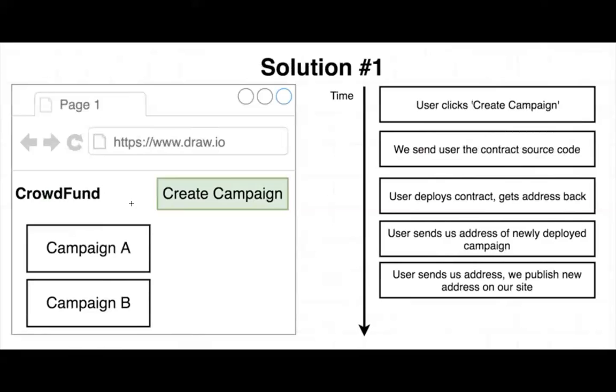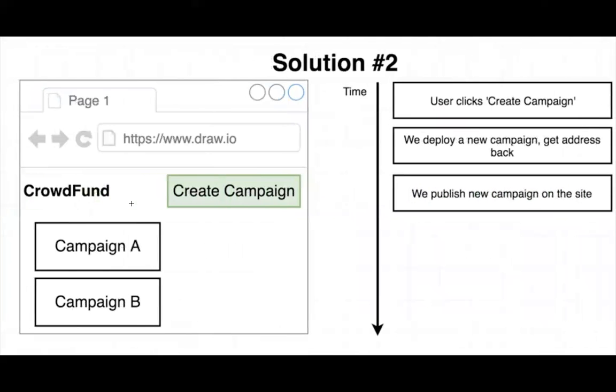All right then, what about solution number two? With the first solution, the user handling the deployment was a big security hole. In solution number two, the account or server will be used to deploy a new campaign, and we immediately take that address and confidently display it inside the application. So what's the issue here? Any single time we deploy a contract, it costs some amount of money. They are not free. Deploying smart contracts costs money.